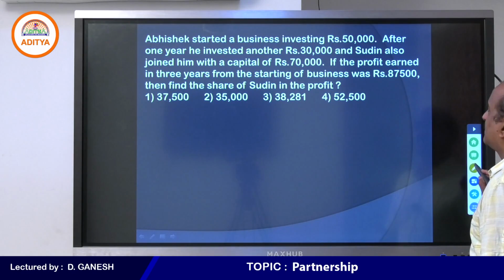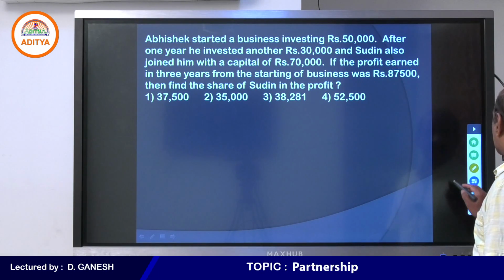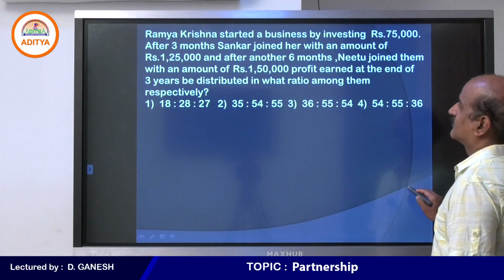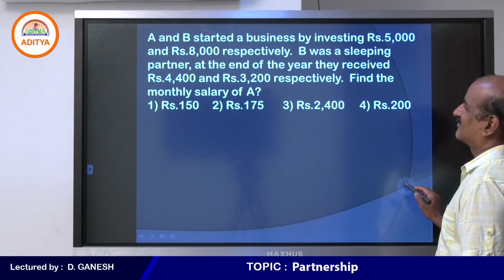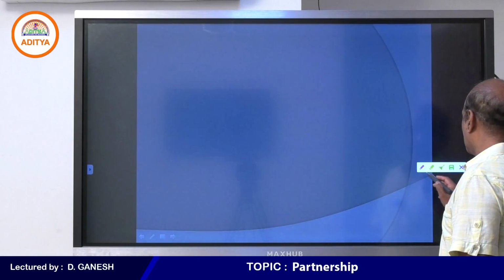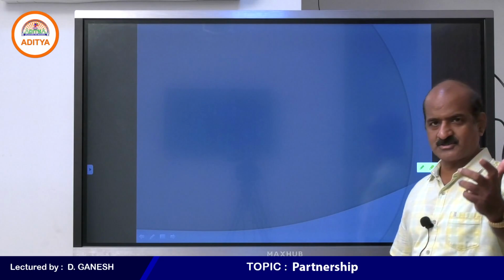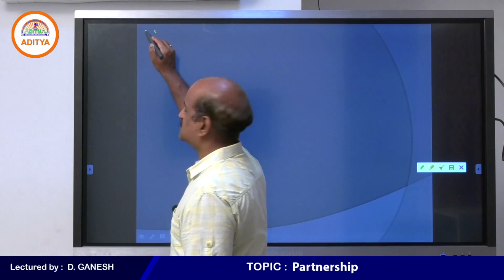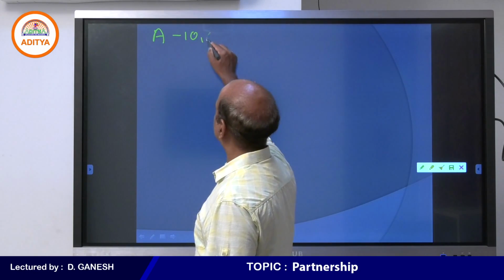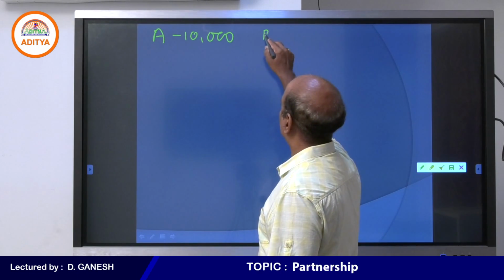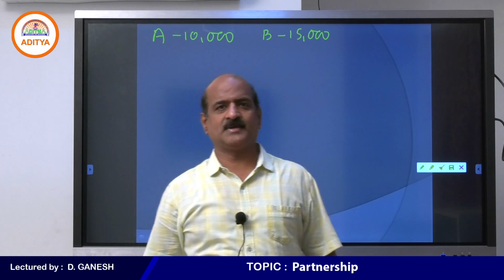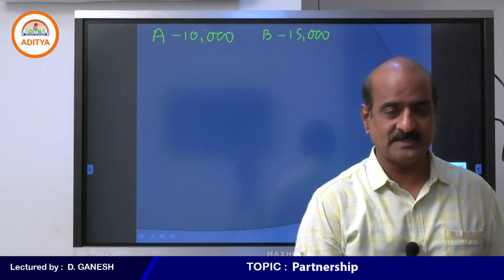Okay, students. Before I explain this question to you, just look at this. Before we move on to the next level, I just want to give you a question. Please write some notes. Let us assume that A invested 10,000 rupees and B invested 15,000 rupees in the business.